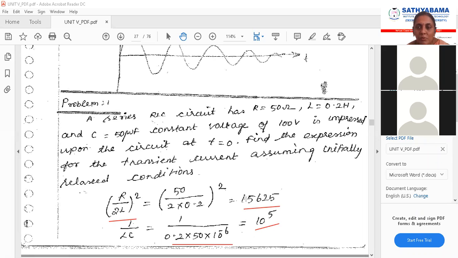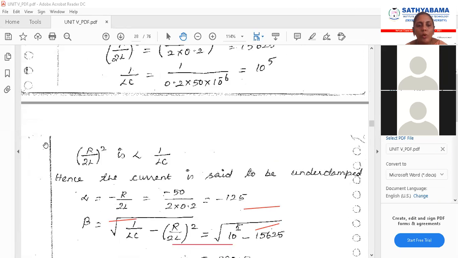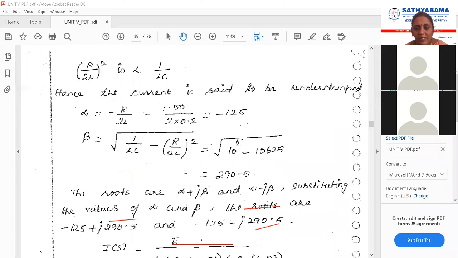So from the numerical values, I can tell that 1 by LC is going to be higher. Okay, so our 1 by LC value is higher than that of (R by 2L) the whole square. Okay, so the current is going to be underdamped. Clear?